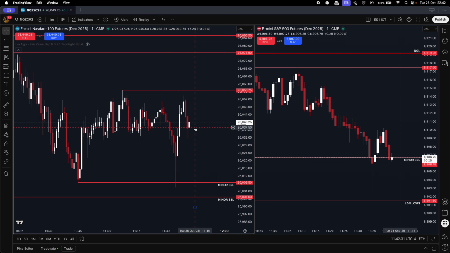I've taken plenty of entries at the start of the macro. The first second we get in, I've entered because price has been hovering inside of a fair value gap, point of entry.